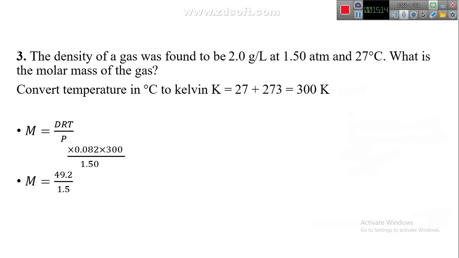Okay, now the molar mass is equal to density 2 gram per liter and R 0.082 multiplying by 300 divided by 1.5, and M is equal to 49.2 divided by 1.5. The final answer is 32.8 gram per mole.